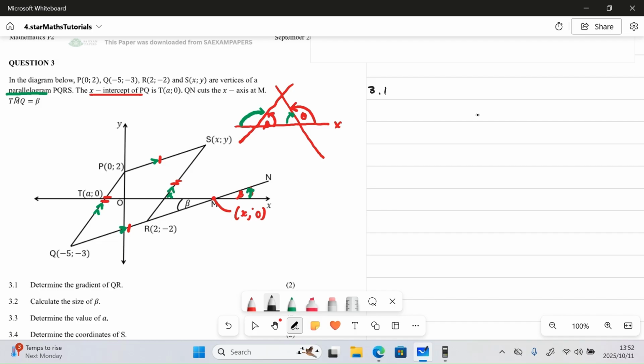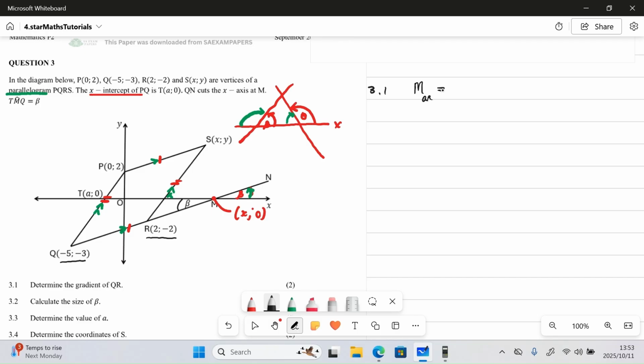Where is our QR? Here is our QR. Do we have all the coordinates? Yes. The coordinates of Q and the coordinates of R, meaning I can use the gradient formula. Small letter m, the gradient of QR.